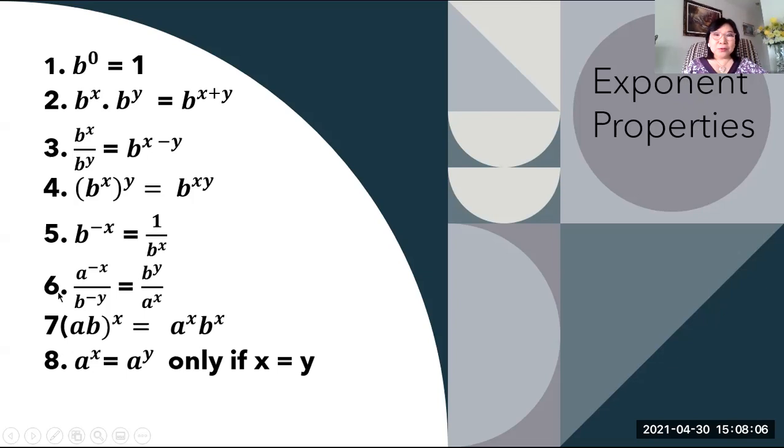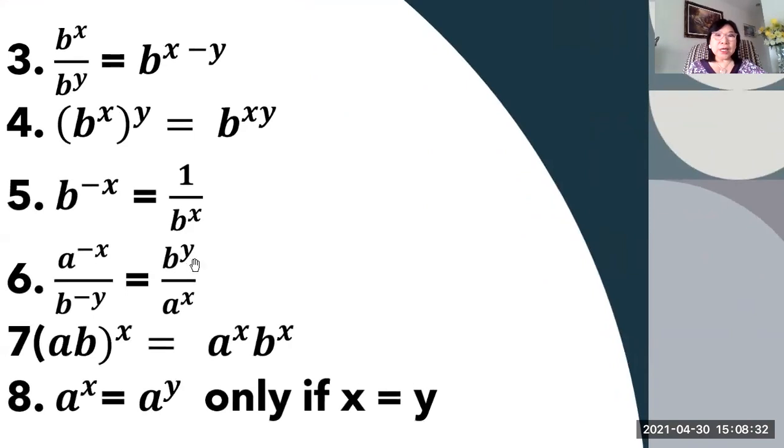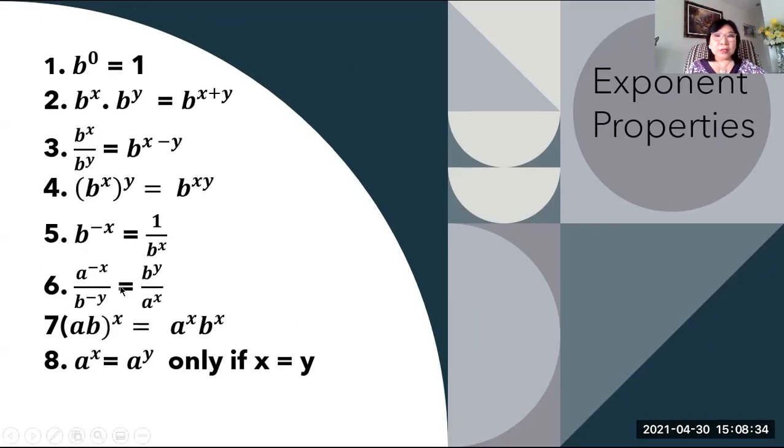So let's go to property 6 here. Property 6 is similar to property 5, but represented by a fraction. So if you have on top the base a to the negative power x, divided by the base b, which is a different base, they're not the same base, divided by b to the negative y. So first we have to change this.